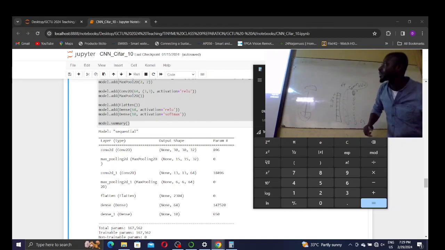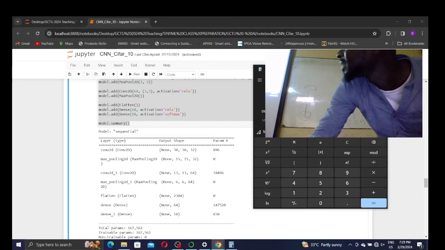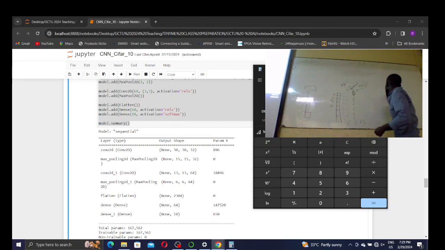Your last one is another dense layer, which is 10, so we have 10 neurons. Your input to those 10 neurons is this layer, which is 64 of them. As easy as that. So 64 times 10, plus the number of biases. Each neuron has one bias, so plus 10. You get 650.